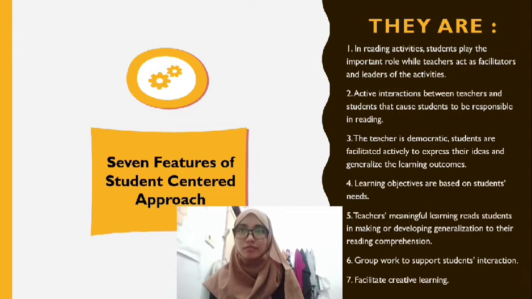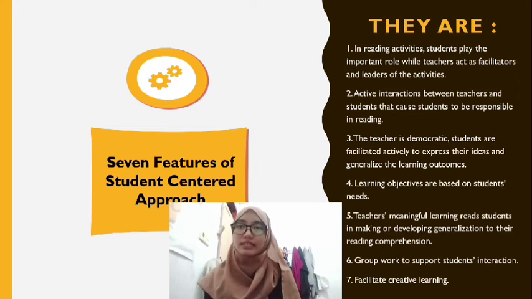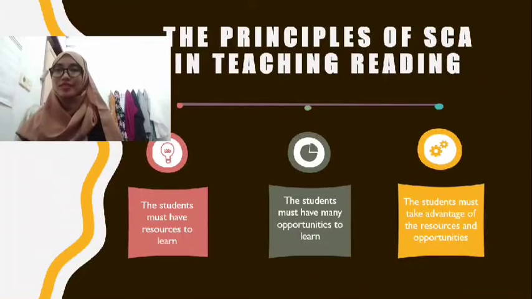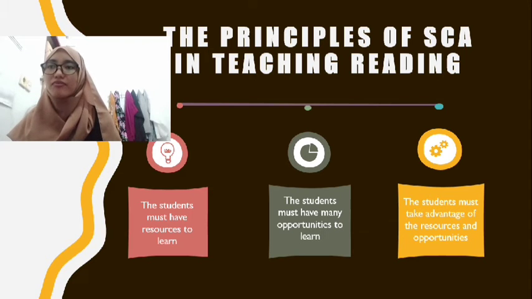Fifth, teachers' meaningful learning leads students in making or developing generalization to their reading comprehension. Sixth, group work to support students' interaction. And seventh, facilitate creative learning. Okay, next is the principles of SCA in teaching reading. The students must have resources to learn. The student must have many opportunities to learn, and the student must take advantage of the resource and opportunities.